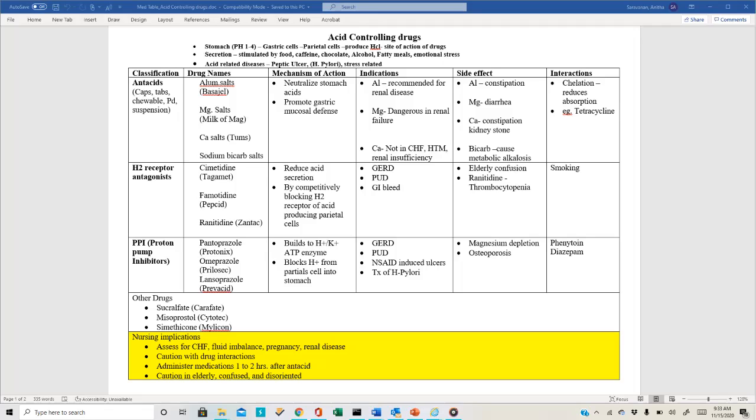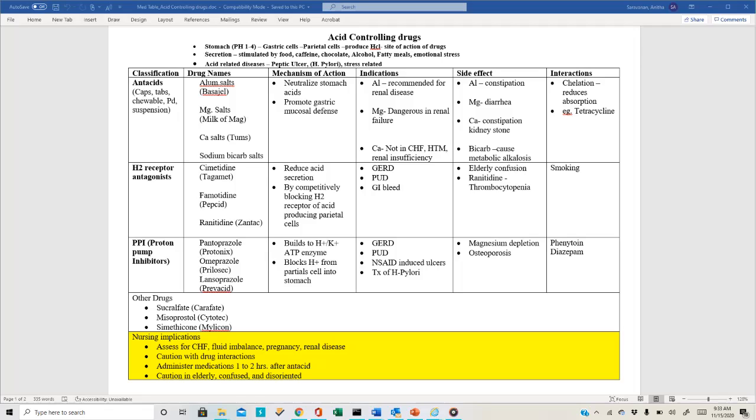All the salts are the electrolytes that you learn for your fluid electrolytes, right? Sodium, calcium, and magnesium, except potassium. You don't get potassium as an antacid. So instead of that, you can remember alum or aluminum, right? So these can be used to neutralize the stomach acid and promote GI defense.